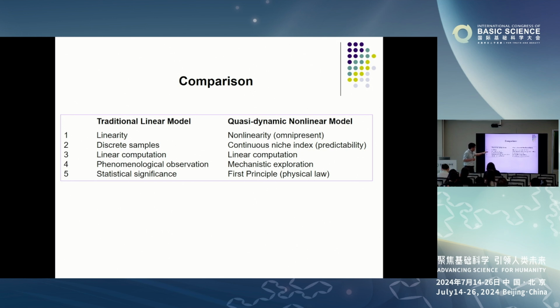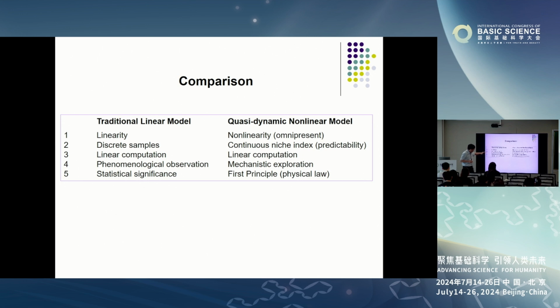Also, the traditional linear regression model considers samples as discrete points: 1, 2, 3, 4. They are discrete. But our approach can see the sample as a continuous niche index. So if you make things more continuously varied, you can make predictions. If you just have discrete points, it's very difficult to make a prediction.